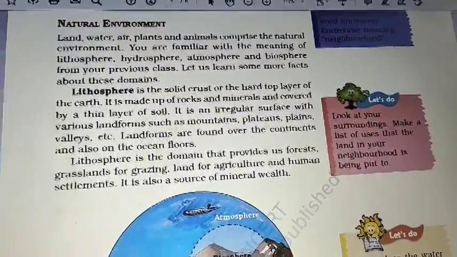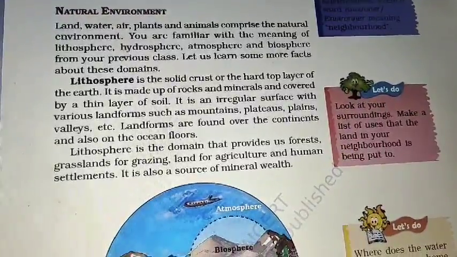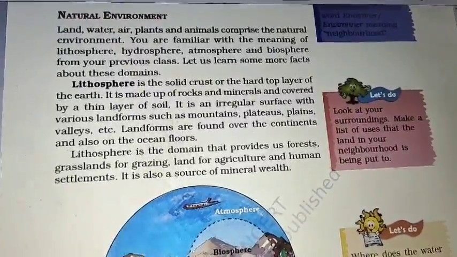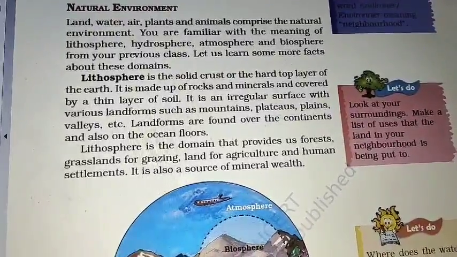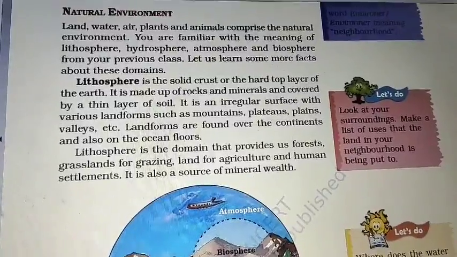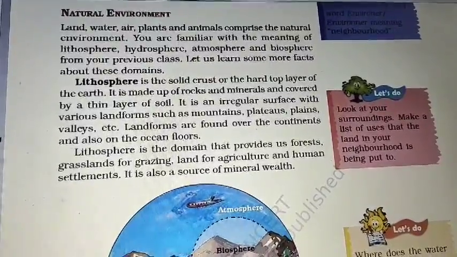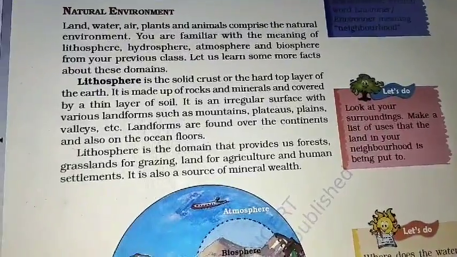Okay, so now let's move towards the lithosphere. What is the lithosphere? If you have read in the previous class about the domains of the earth, you may have read about the lithosphere, biosphere, hydrosphere, and atmosphere. So now let's move to the lithosphere.